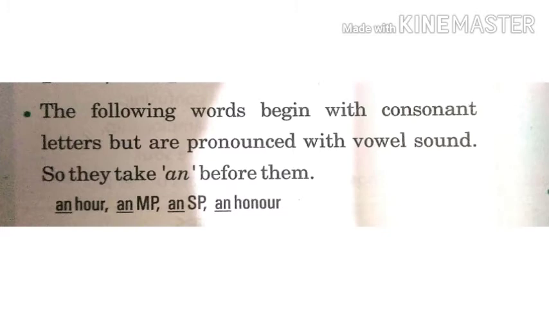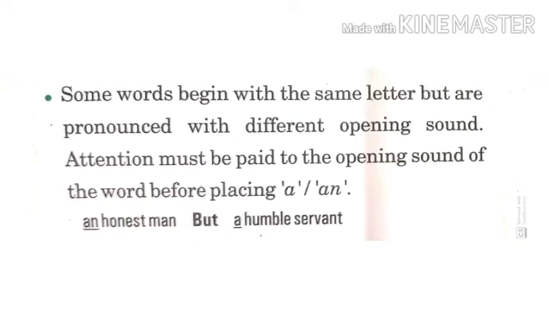An MP. Now, we are not starting it with M. No, the sound is E. When the sound is a vowel sound, you have to use an with it. An SP. Again, it is beginning with the vowel sound. So, it will take an with it. Right. Now, some words begin with the same letter but are pronounced with different opening sounds. Attention must be paid to the opening sound of the word before placing a or an. For example, a sentence is dash honest man.